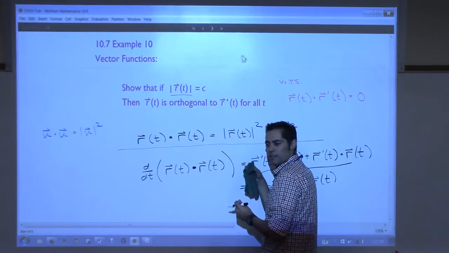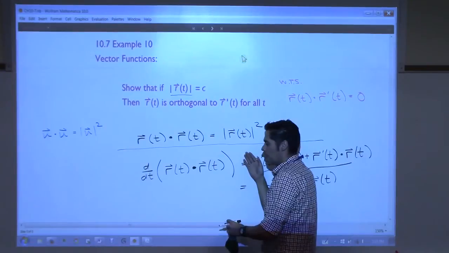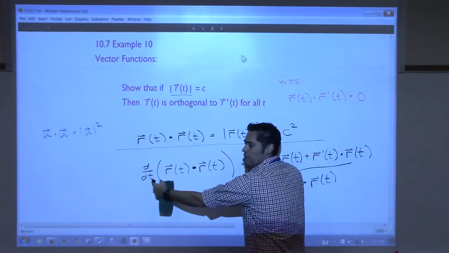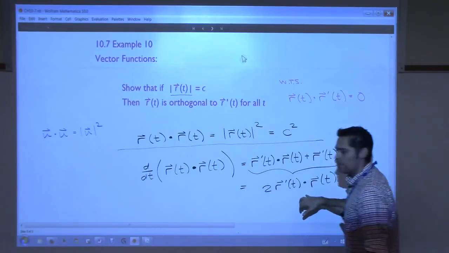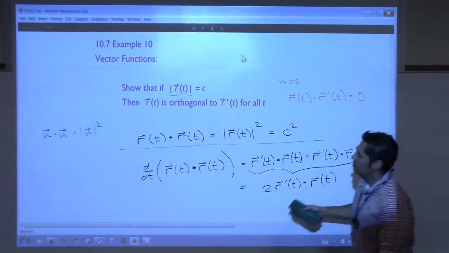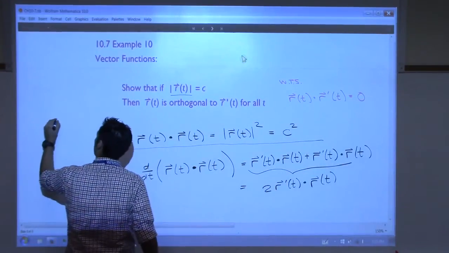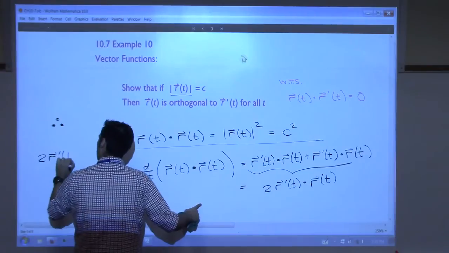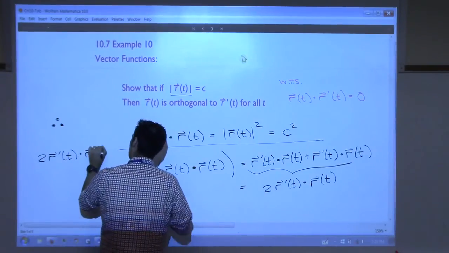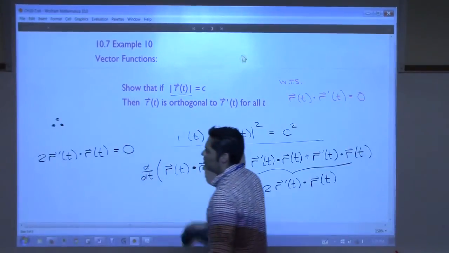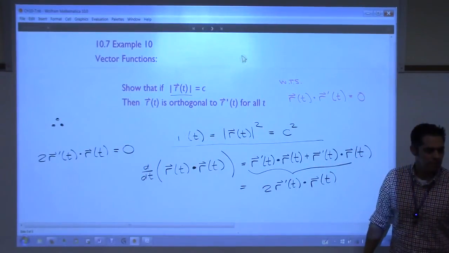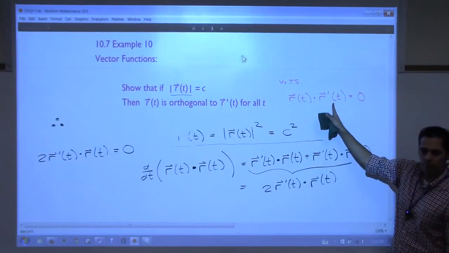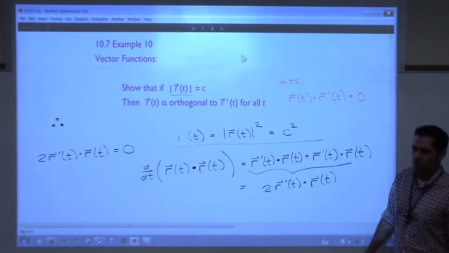0. Why? Because the vector function dotted with itself, this dotted with this, is what? A constant squared. What's the derivative of any constant squared? 0. So this has to be 0, doesn't it? So, therefore, 2 r prime t dotted with r t must be 0. Divide by 2 on both sides. If you divide by 2, what do you get? What you want to show. And we're done. Is that weird or what? That seems strange?